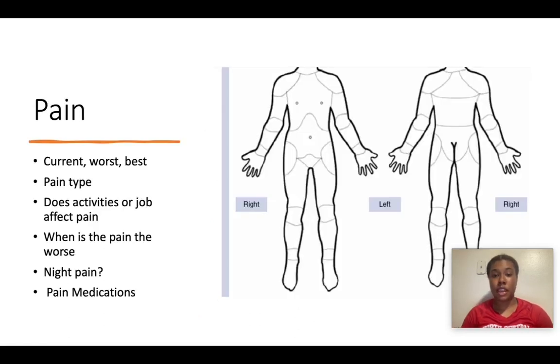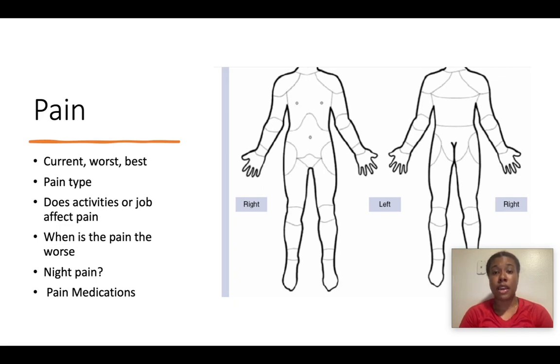So, next we have pain. We want the patient to fill out this graph or figure to see where the patient experiences their pain. So, is it only on the back, or do they feel it in their legs? We also want to know what their pain is like. So, is it on a scale of 0 to 10, 0 being nothing at all, 10 being the worst? What is their current pain? We want to know what is their worst pain and what is their best pain.